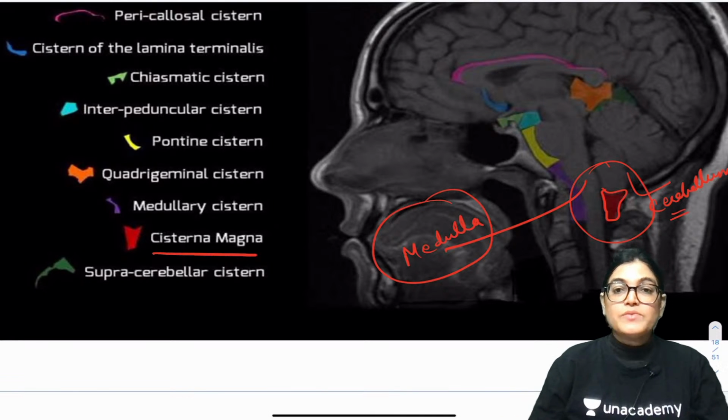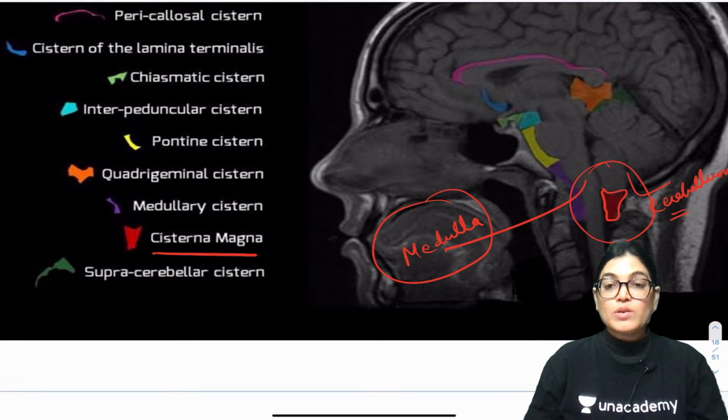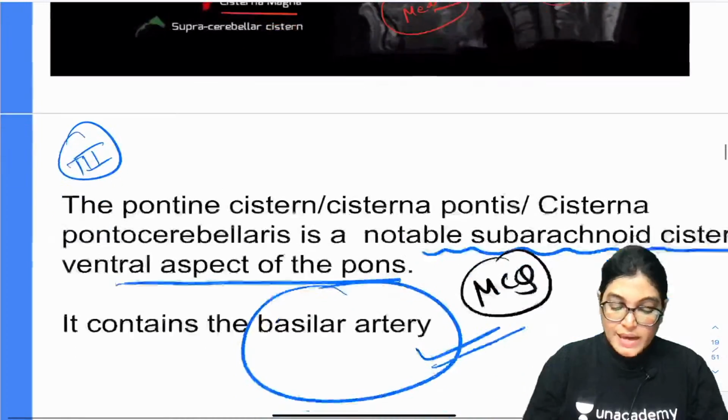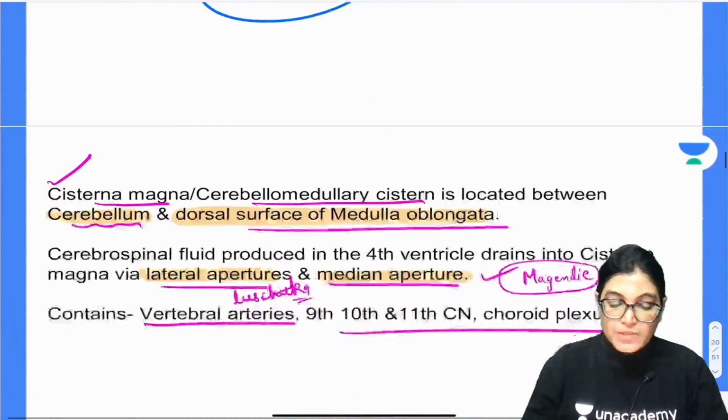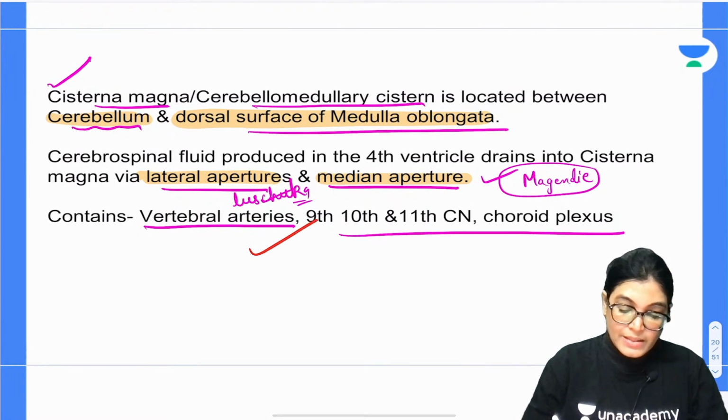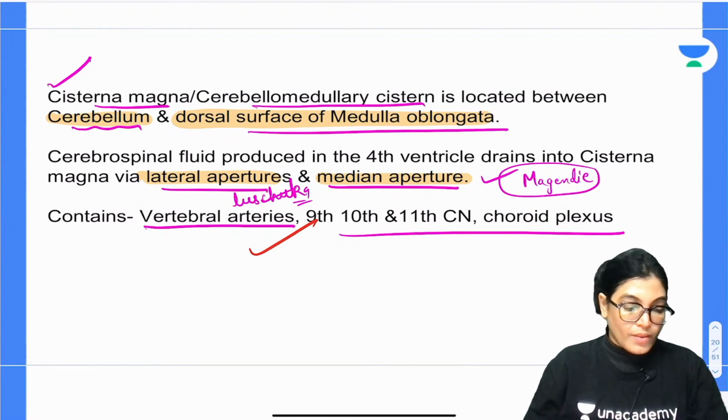So, this is Cisterna Magna, which is related with the nerves, forming a communication between the roof of the fourth ventricle, the ventricular system and the subarachnoid system, and it contains, as we have just now discussed, the 9th, 10th, 11th nerve, choroid plexus and the vertebral arteries.